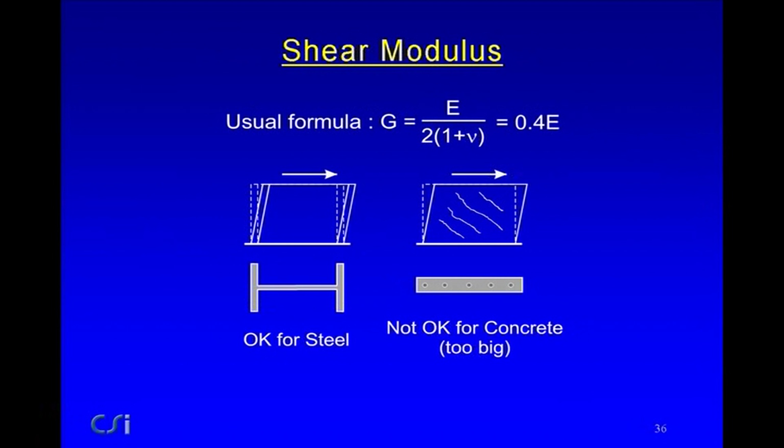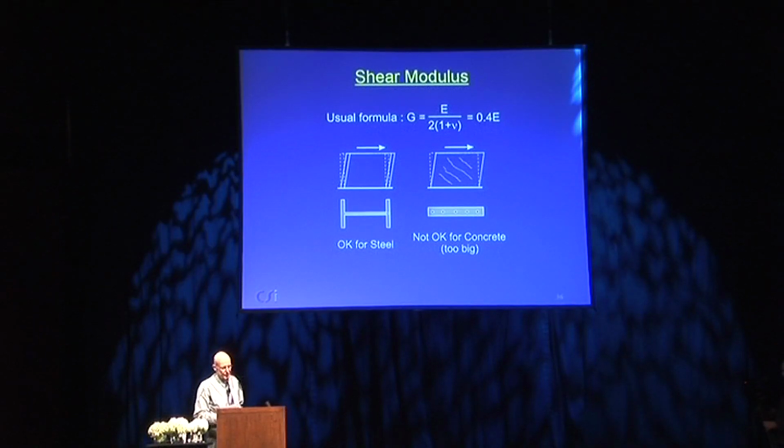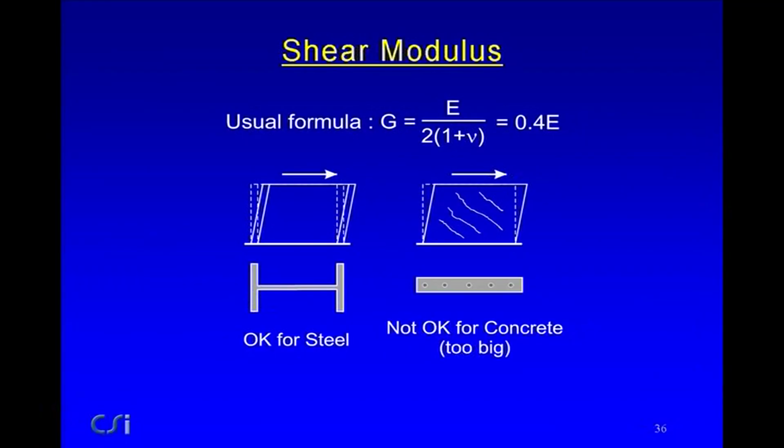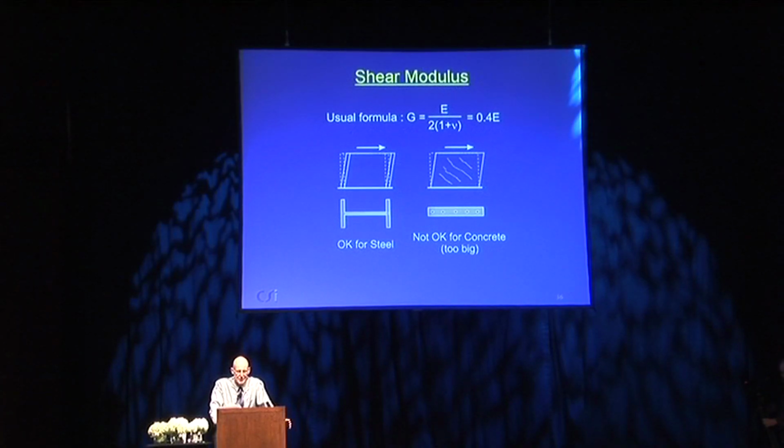Shear modulus: the usual formula for the shear modulus is shown at the top here. It's pretty common. It's about 0.4 E, with Poisson's ratio about 0.25. This is fine for steel. For elastic behavior, it gives you a pretty good estimate of what the shear modulus is. But it's not okay for concrete, because this formula up on top applies for an elastic material, and reinforced concrete is not an elastic material. It cracks when you have shear, and if you apply this formula it's way too big. It gives you a much too large shear modulus.